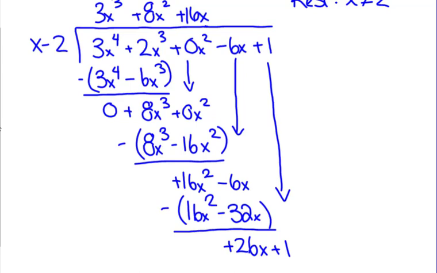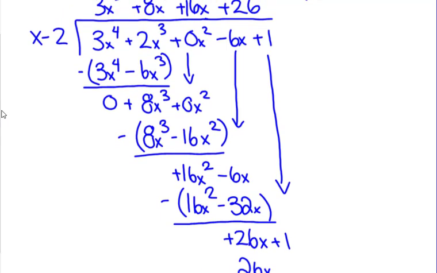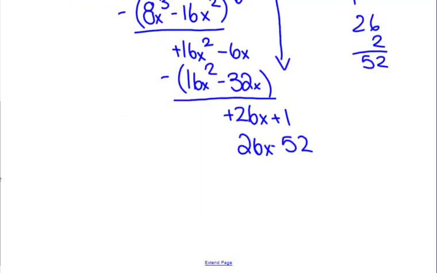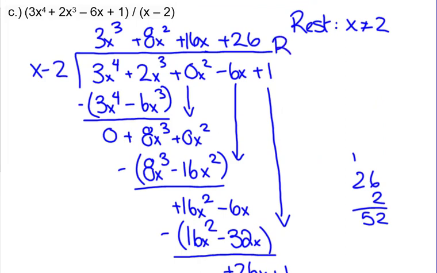And again, we think to ourselves, all right, x times what gives me 26x? That is 26. And if you can't math in your head, 26 times 2 is 52, negative 52. And when we subtract, we're left with 53. That means our remainder is 53. And you can put it in that same format as we did in all those other examples. I trust that you can fill in the information.